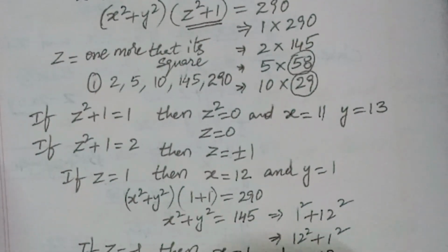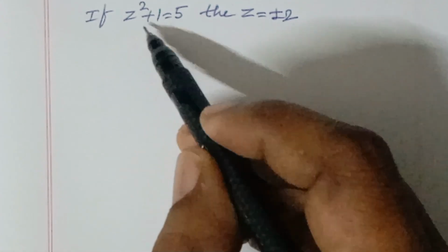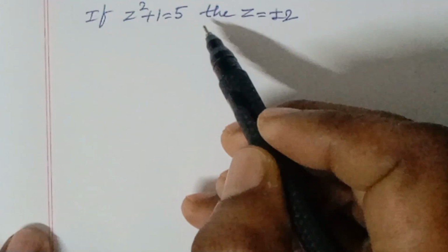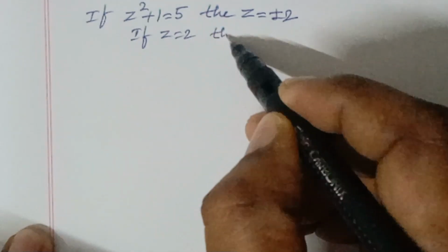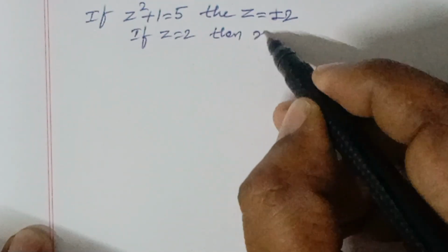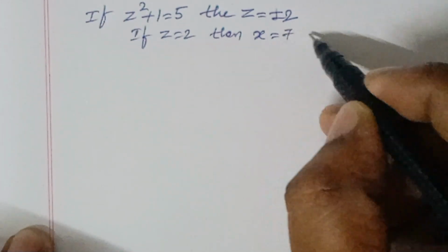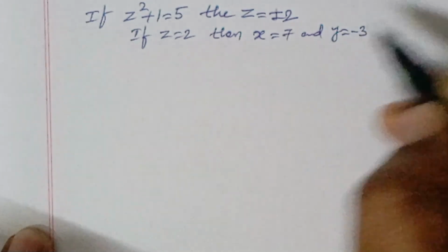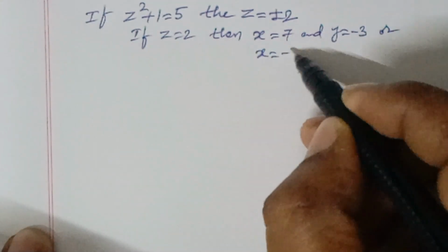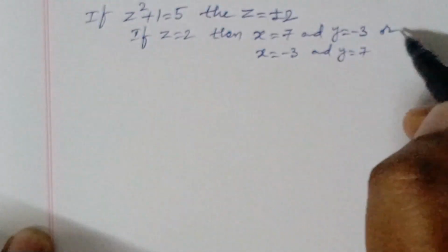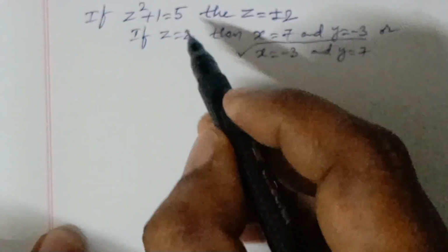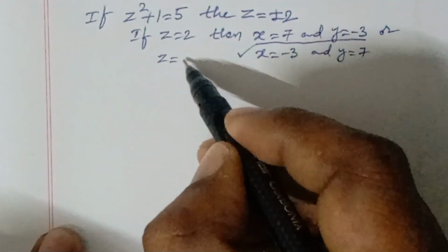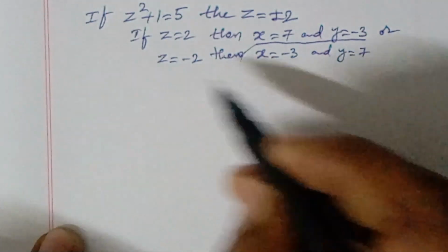Okay, next, if z square plus 1 is equal to 5, then z is equal to plus or minus 2. If z is equal to 2, then x is equal to 7 and y is equal to minus 3, or x is equal to minus 3 and y is equal to 7. The first one does not satisfy; the second one will satisfy. For z equal to minus 2, the second one will satisfy.